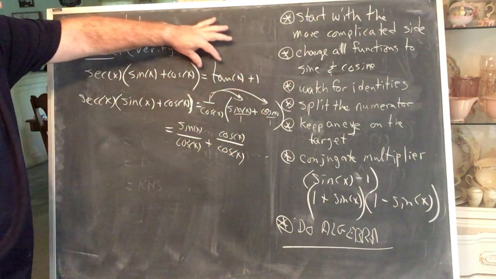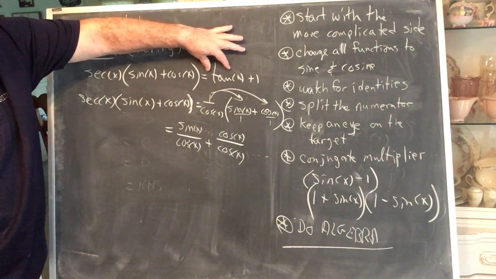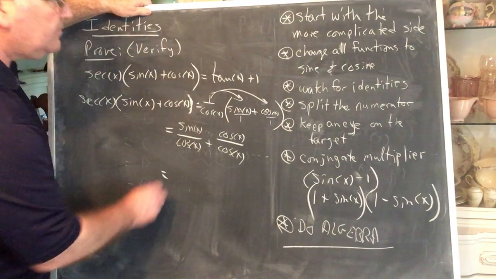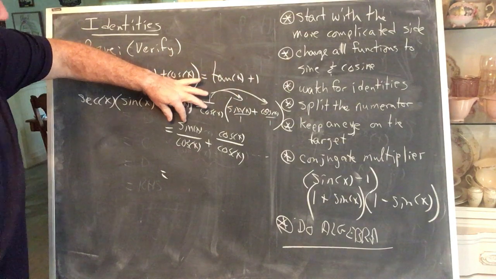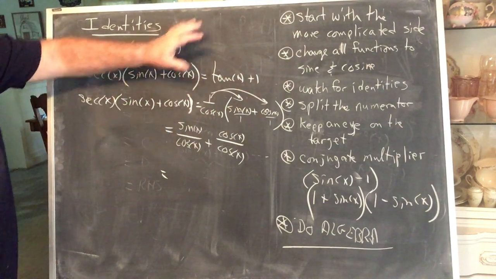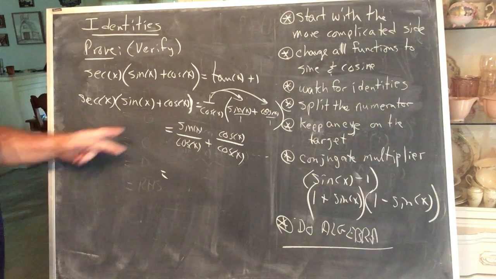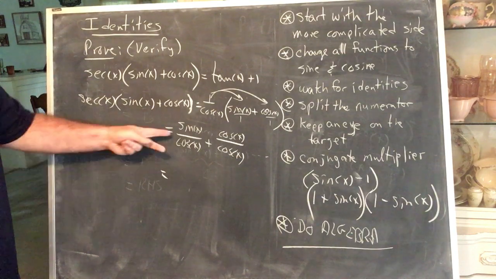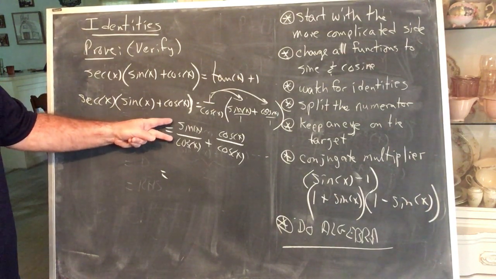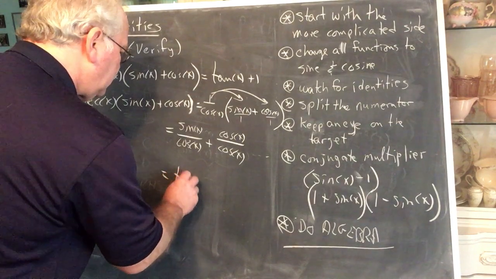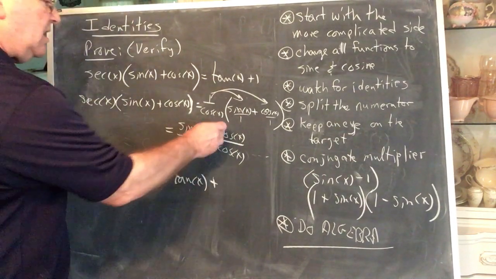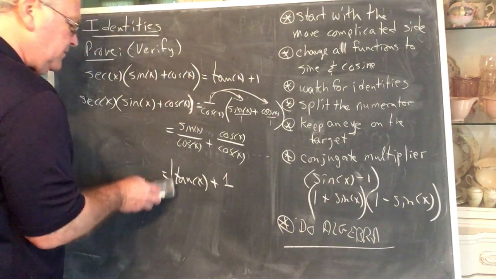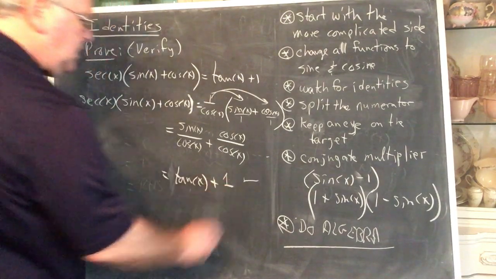Keep an eye on the target. Are we getting any closer to tangent? I think we can kind of see what's going on here. We're getting there, aren't we? Watch for identities. What is sine over cosine? Don't we know sine over cosine? Very often we change it into sine and cosine, but now once we've done some work, we want to reverse the process. We're trying to get tangent of x plus 1, and I think we can see it smacking us right in the face here. Sine over cosine is tangent of x, and cosine over itself is 1. That is the right-hand side. We don't need a box around that. And so the proof is done.